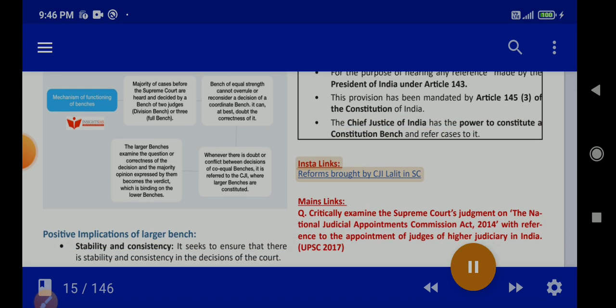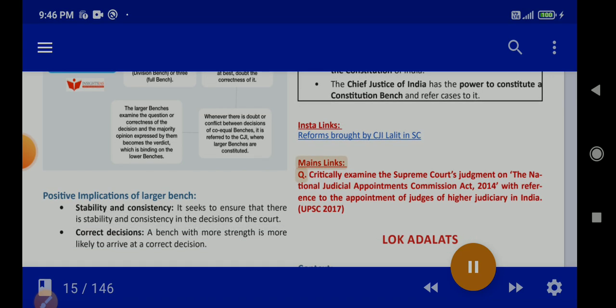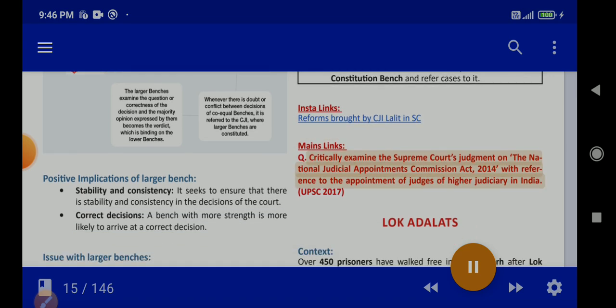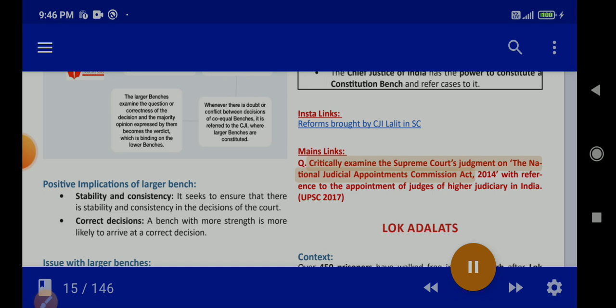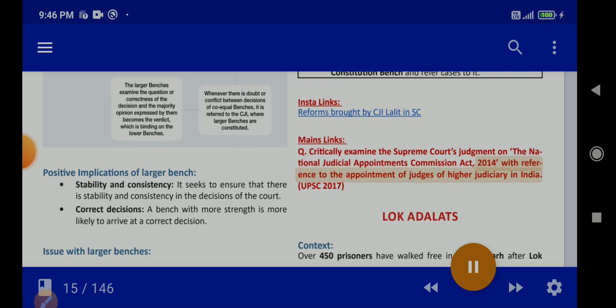Insta links: Reforms brought by CJI Lalit in SC. Mains links. Q. Critically examine the Supreme Court's judgment on the National Judicial Appointments Commission Act 2014 with reference to the appointment of judges of higher judiciary in India.